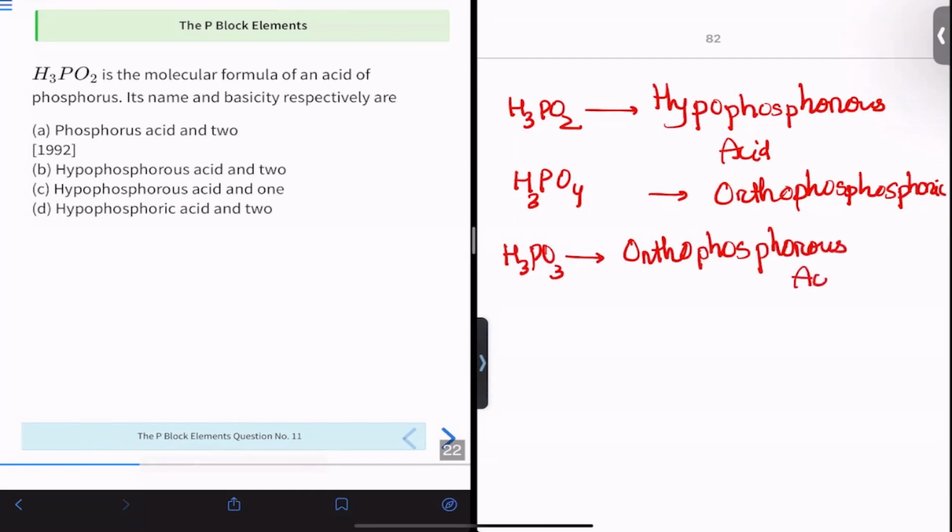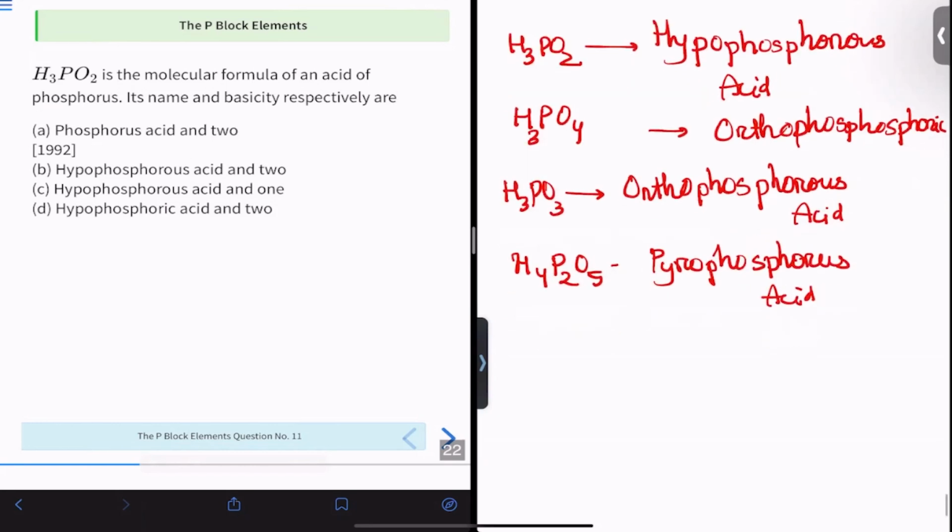Orthophosphorus acid. Then H4P2O5 is known as pyrophosphorus acid. Then H4P2O6 is known as hypophosphoric acid.